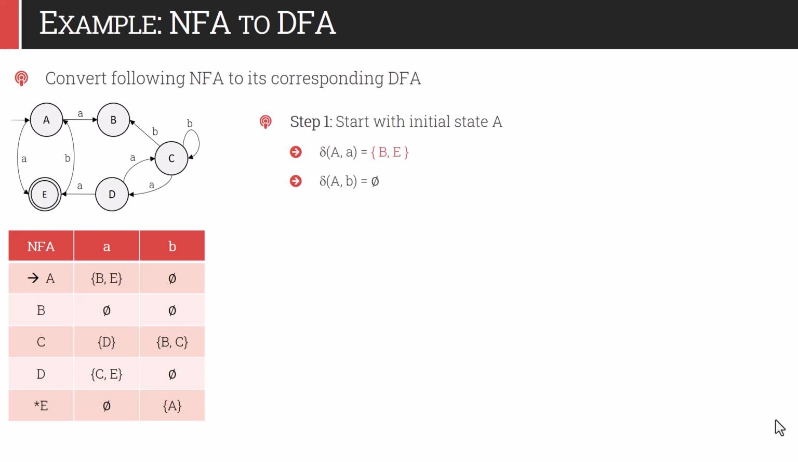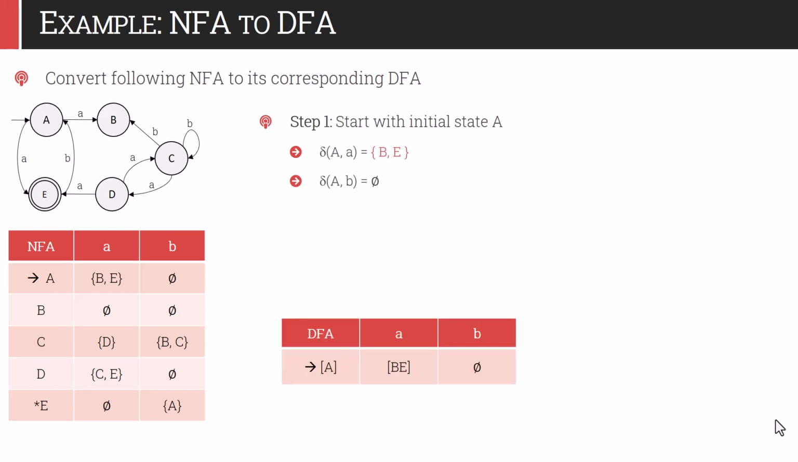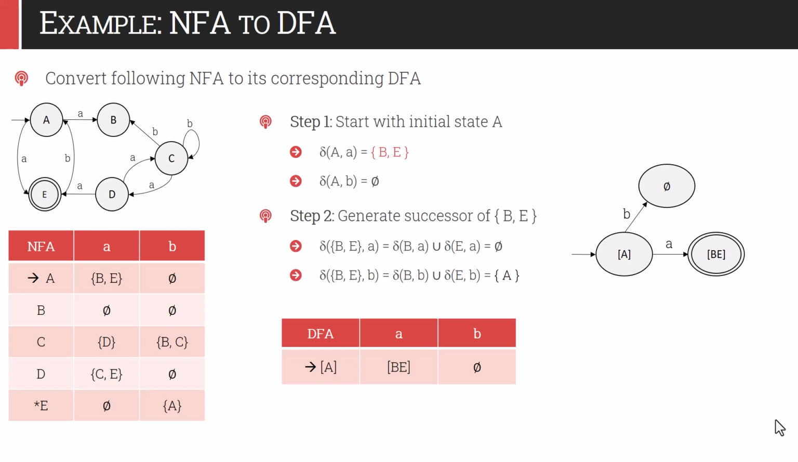So this is what the status right now. This is the partially constructed table, and this is the partially constructed diagram. That we have a state A, on input A we are moving to BE, and input B we are moving to phi. Now we will generate the successor of newly generated state, that is BE.